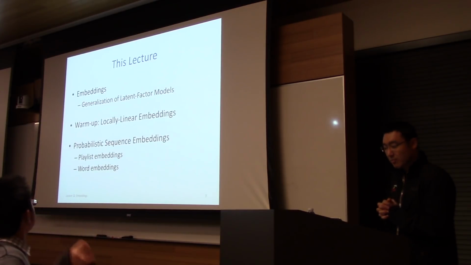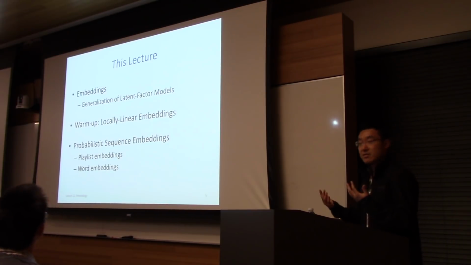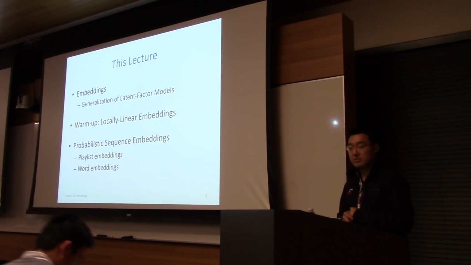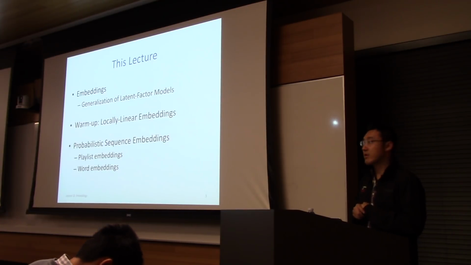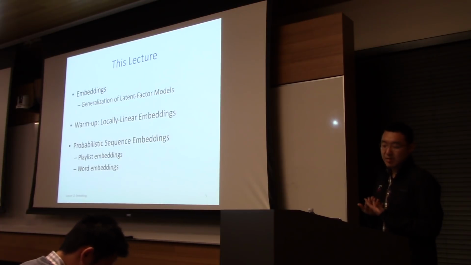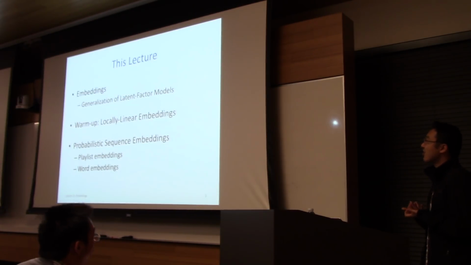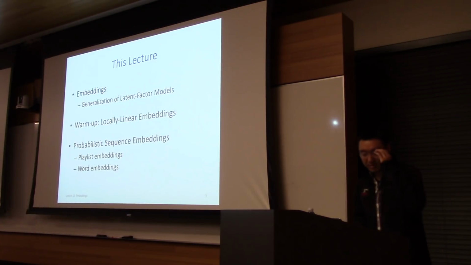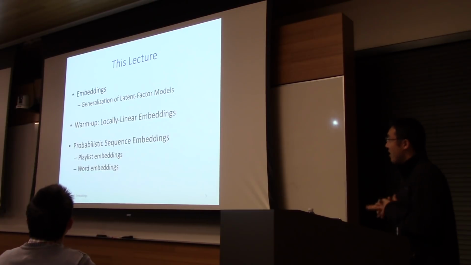And so in this lecture, we'll look at a different way, although you'll see by the end of this lecture, hopefully, how they're all closely related to each other. But at least for now, a seemingly different way of learning a low-dimensional representation. This class of representations is known as embeddings, right? And in some ways, you can think of embeddings as a generalization of latent factor models. You can think of latent factor models as a special case. And so we'll start with a warm-up on locally linear embeddings.